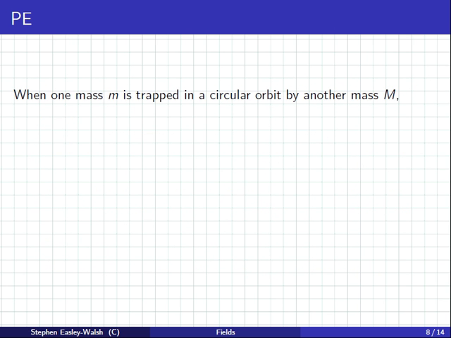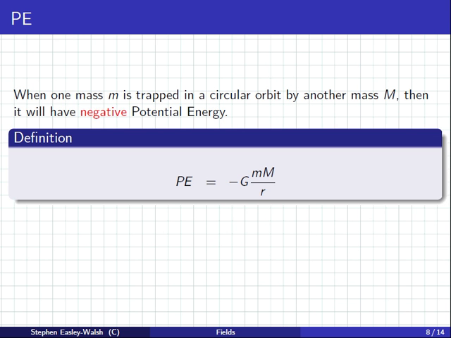Now, when one mass is trapped in orbit by another mass, what is its potential energy? Positive, negative, or zero? Trapped, so it's negative. Negative potential energy. This is the formula for potential energy. And again, it looks familiar, doesn't it? The only difference here is, again, no square. And this time there's no confusion over the signs whatsoever, because the m's can only be positive, right? The minus makes it a negative for sure, and because it's trapped, its potential energy has to be negative.